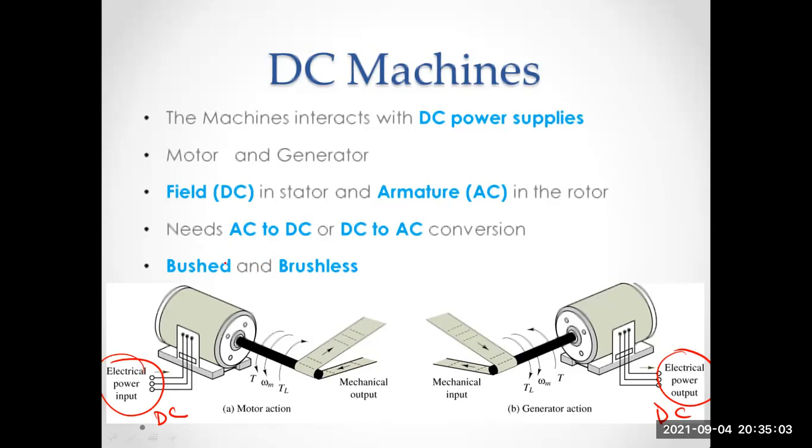And this inverter or converter, the rectifier, this conversion may take place either in the presence of a brush or without the brush. Depending on that, we have different names, brushed and brushless. Now, what is a brush? That I'll discuss later. But a brush is made up of carbon, graphite. Have you seen graphite?